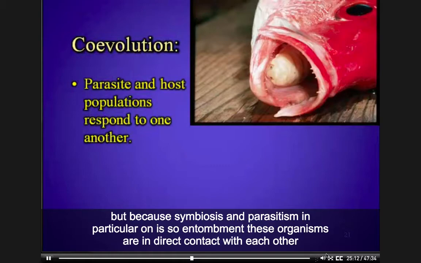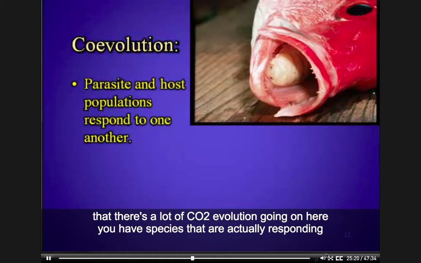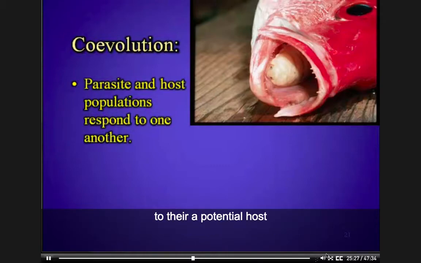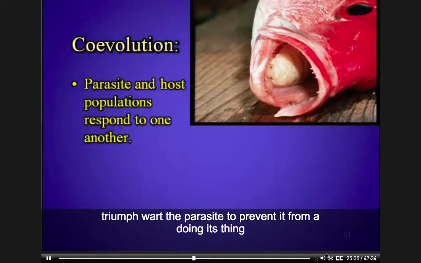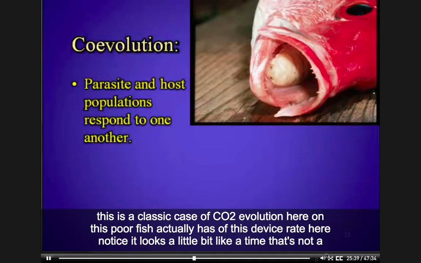But because symbiosis, and parasitism in particular, is so intimate, these organisms are in direct contact with each other, there's a lot of coevolution going on here. You have species that are actually responding to their potential host, evolving to become a better parasite, at the same time that prey or the hosts are evolving to try and thwart the parasite to prevent it from doing its thing. This is a classic case of coevolution here.